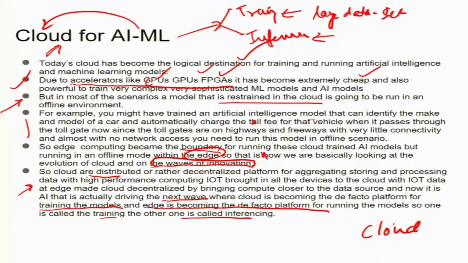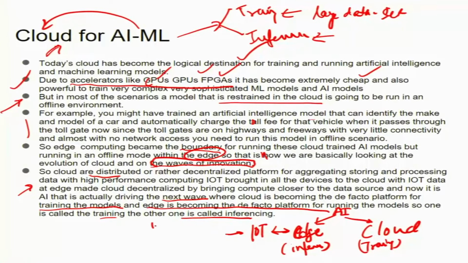So if you see the cloud and edge together used for AI, the training is done at the cloud, and the inferencing part of the AI can be done at the edge. And here are the IoT devices, and now these IoT devices can be served in this model quite efficiently, with low latency and also in an offline mode. So the advantage of this model is that it will serve with low latency, and it can even serve in an offline environment. And this is possible with the help of a technique called edge computing.